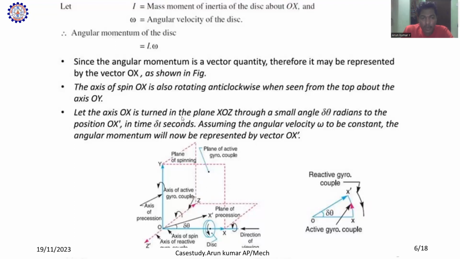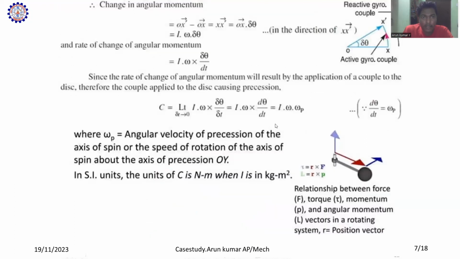Let the axis OX be turned in the plane XOZ through a small angle del theta radian to the position OX dash. In this time del t seconds, assume the angular velocity omega to be constant. The angular momentum will now be represented by the vector OX dash. So the change in angular momentum, we consider OX dash minus OX.